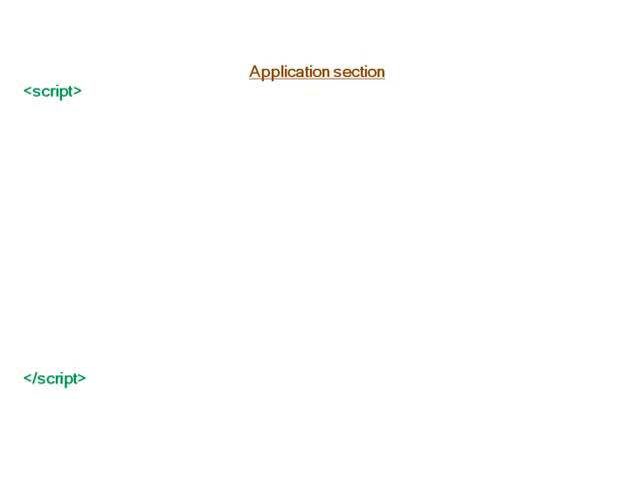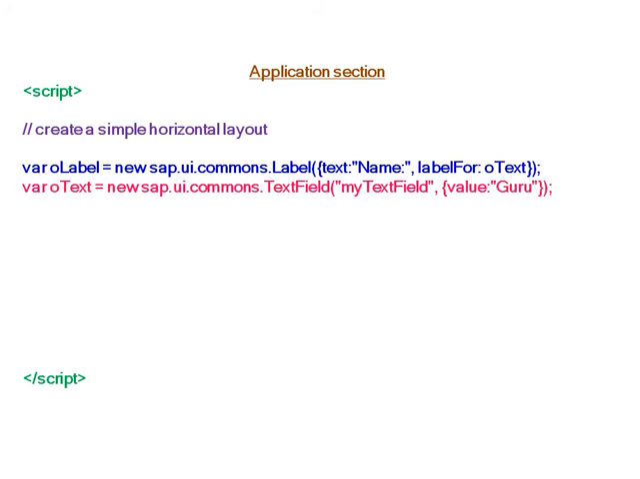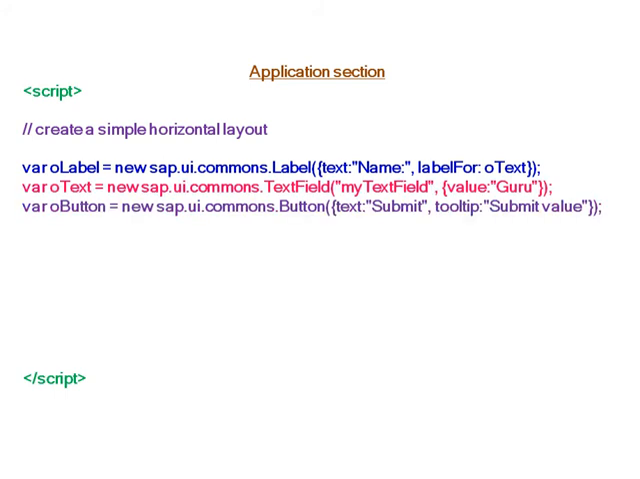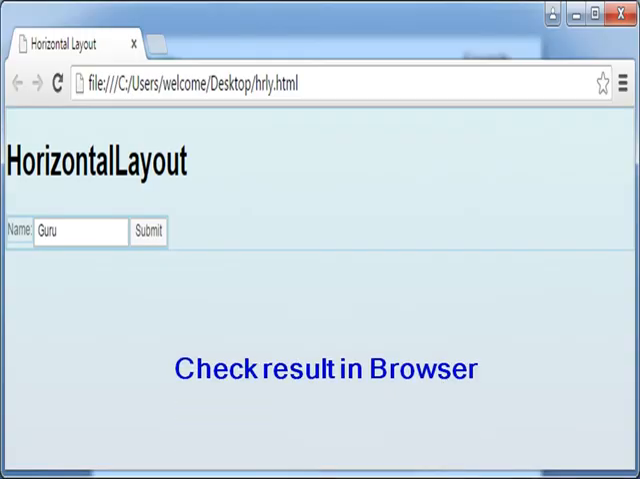Now let's see the application section only. So first we have created the label, then the text field with value Guru, and a new button called submit, and created a new horizontal layout and placed all the 3 elements, that is label, text field and button, and we have placed it in the user interface. So check the result in the browser. Here you can see the horizontal layout with the light blue border.